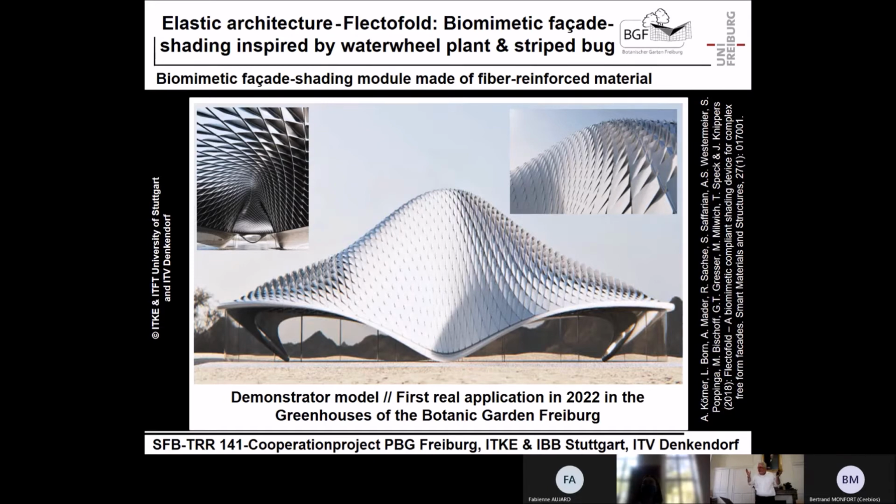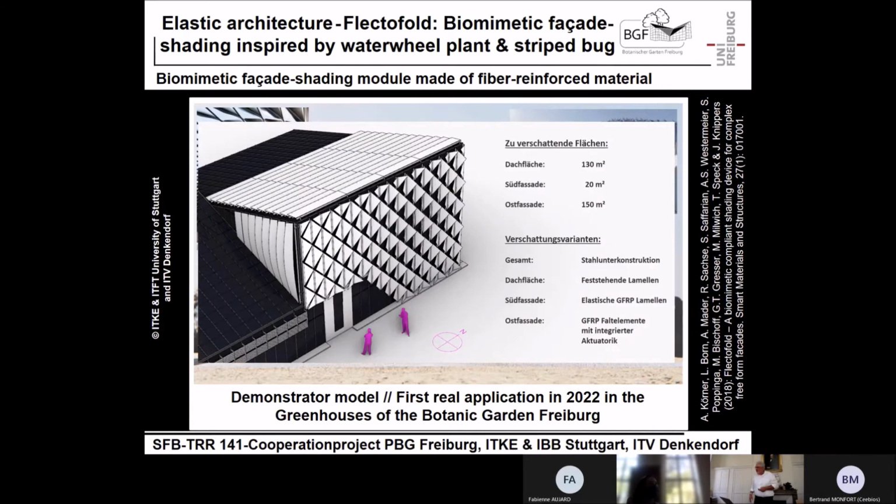So perhaps we can do it next year. But what we definitely will build next year is a demonstrator in our greenhouses. Here we have the Flectofold, here we have the Flectofin on the other side, and here we have a conventional non-mobile one. And we have all test devices in, to see how good, or how much better, we hope, our system is compared to a traditional one.